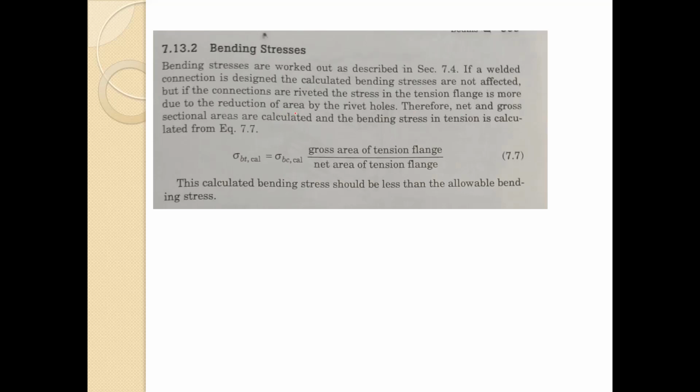If riveting is there, then the area is reduced by the rivet hole. Therefore, the net cross-sectional area is calculated, and the bending stress in tension is calculated using this equation, that is sigma bt calculated equals sigma bc calculated into gross area of tension flange divided by the net area of tension. This calculated bending stress should be less than the allowable bending stress.